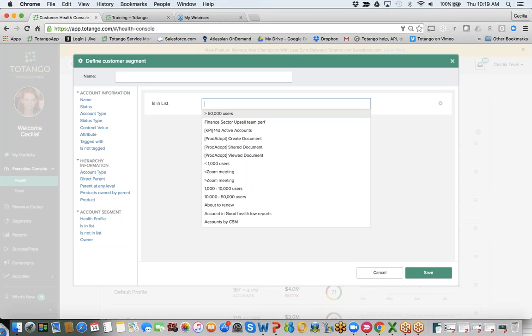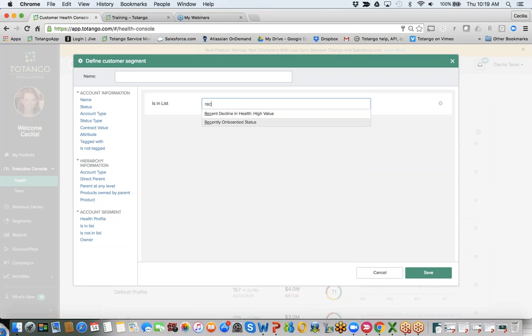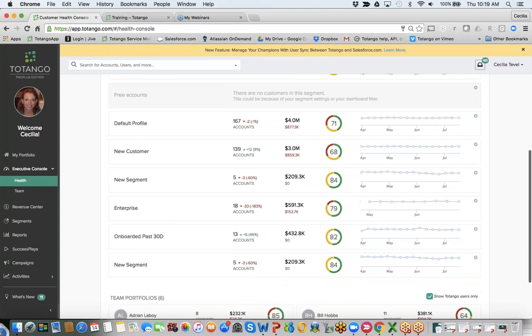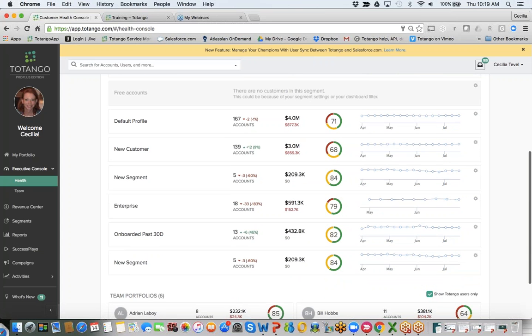So I said in list, and then I have my recently onboarded customers. I don't need to replicate any of my criteria again, since I've already defined it. So by adding it, when I click on OK and Save, I will get my new segment, and this is the one that I have over here. So that's one way to visualize information.